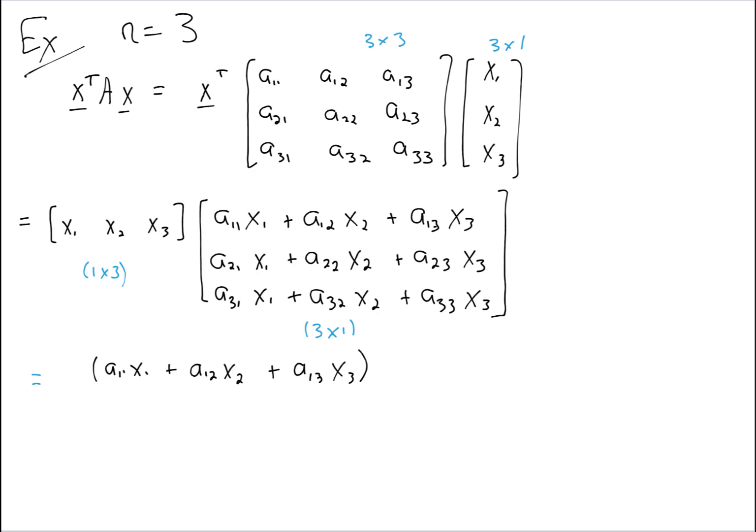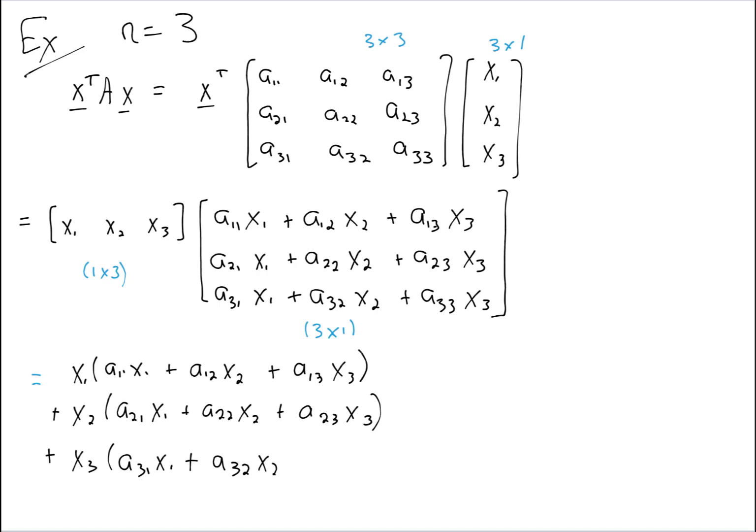To get the second entry, we take the dot product of this second term x2 and the second term here. And so this will be plus x2 times a21 x1 plus a22 x2 plus a23 x3, and finally we take the product of x3 and this third term, and so we have plus x3 times a31 x1 plus a32 x2 plus a33 x3.